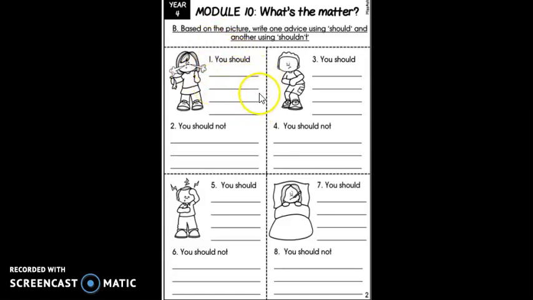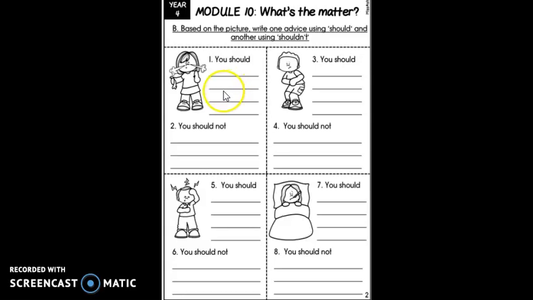Okay, so write one. You should what? You should sleep, or you want to say you should take medicine. You should what? You should eat medicine or take medicine. You should sleep. You should go see the doctor. You should go to the hospital. You should go to the clinic. You can write any advice. If the advice is not in your textbook, it's okay.